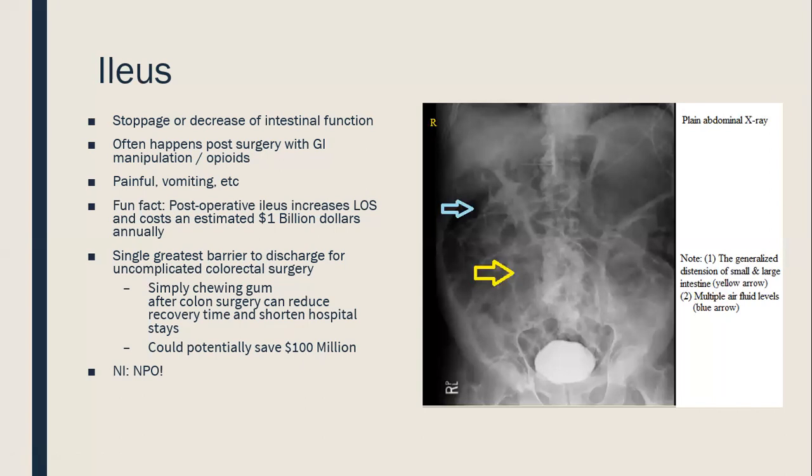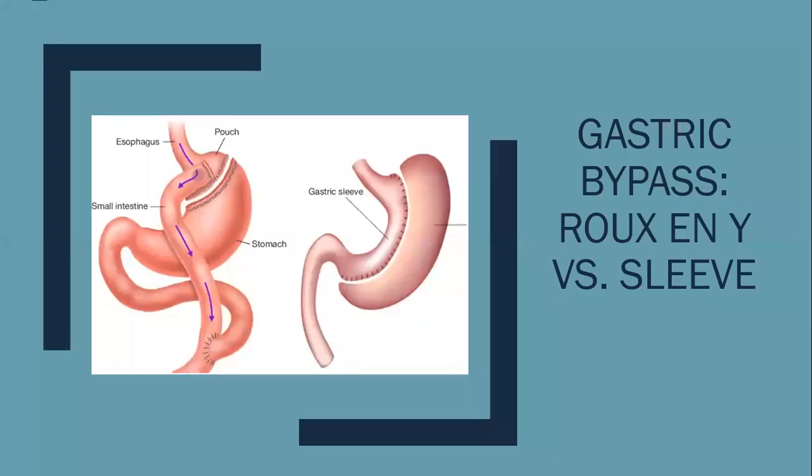Of course, our nutrition intervention for this would be NPO, or nothing taken by mouth, because if we have an obstruction within the bowel where we're not able to pass, we don't want to put any food or any liquid in there until we're able to safely make sure we can do that.